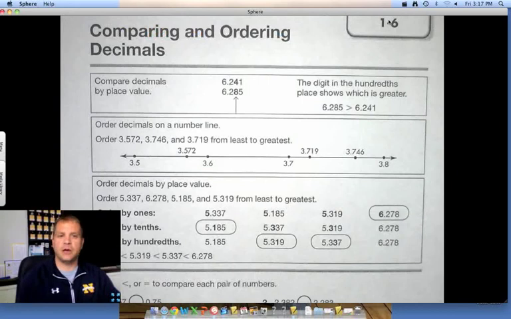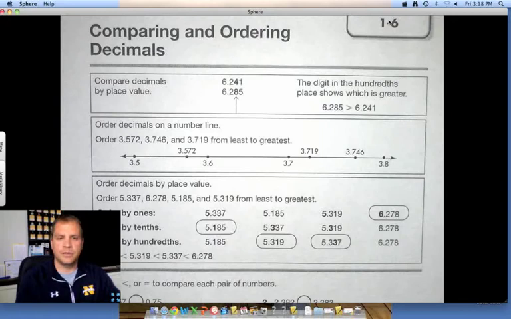Today you are going to learn how to compare decimals by using place value and ordering decimals by using a number line. We will start with comparing decimals. When comparing decimals, the number one thing to remember is to line up your decimal point. By lining up the decimal point, you are lining up all of the place values.